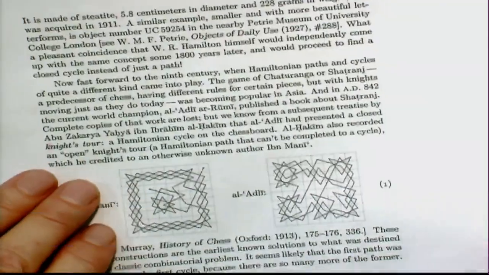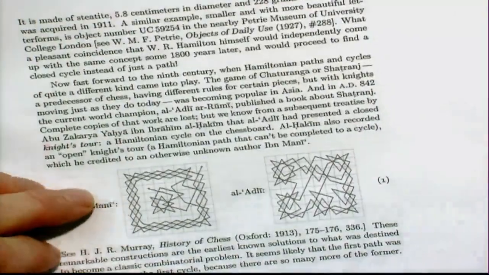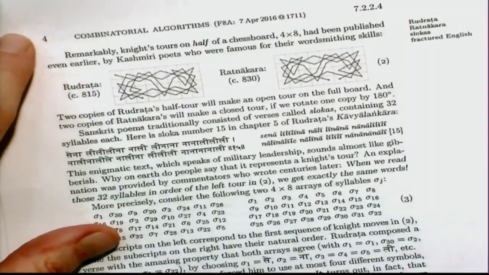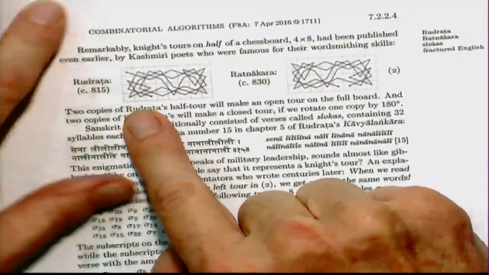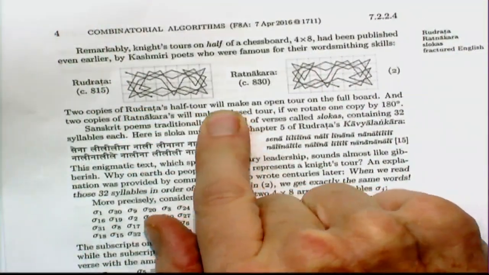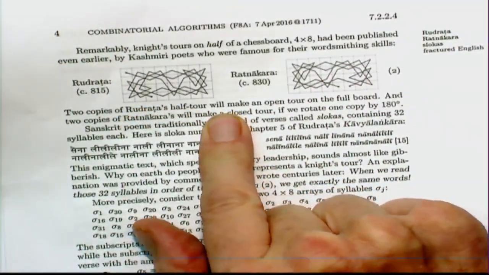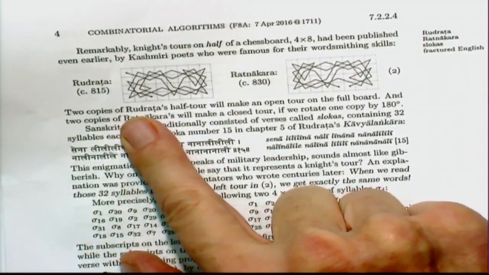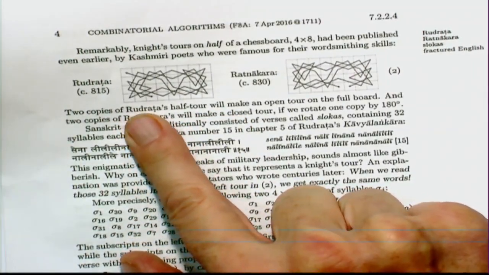And so in fact, here we go back even earlier than Al-Adli, but it's not a nice tour of the entire chessboard, but only on half of a chessboard, a 4x8. So the earliest known, this goes back before Al-Adli, but it's 4x8, not 8x8. And here's a knight's half tour.